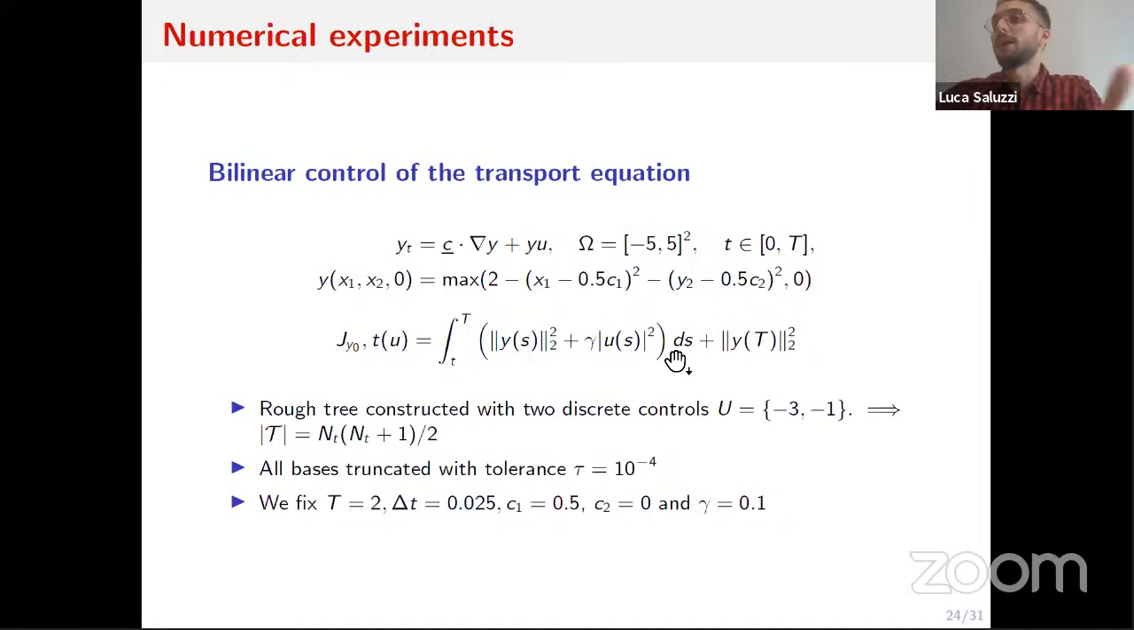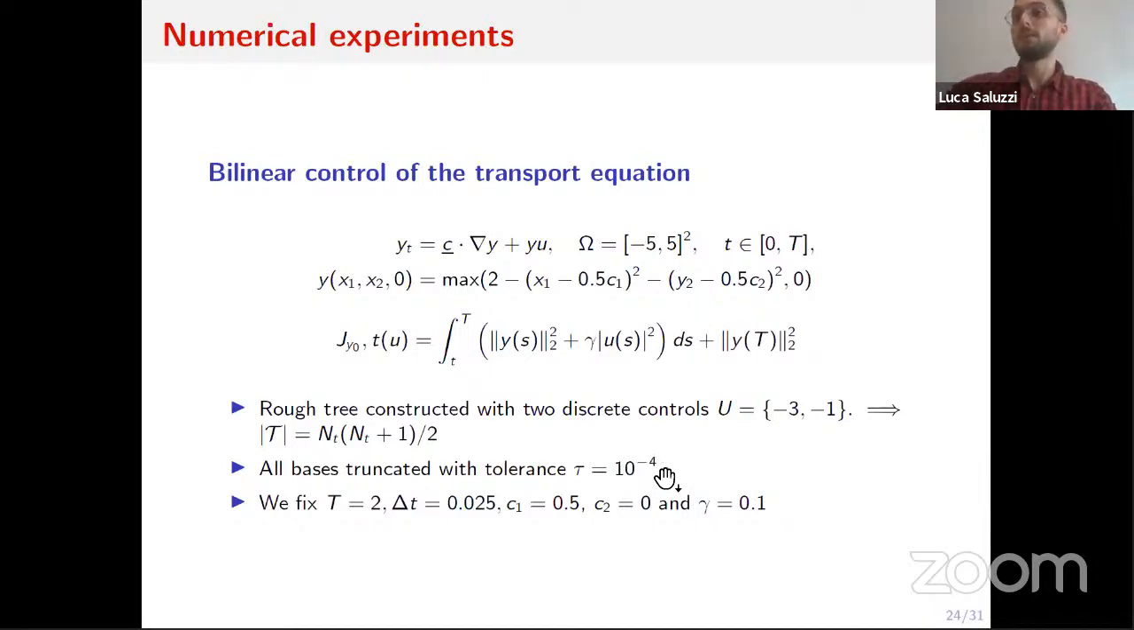We want to apply two-side POD, so DEIM is not used, since we don't have non-linearity in this case. We start by constructing a tree with -3, -1. As I told you, in this case the cardinality of the tree is quadratic, so the construction of this tree is very fast. Then we construct all the bases with the tolerance tau equal to 10 to the power -4.